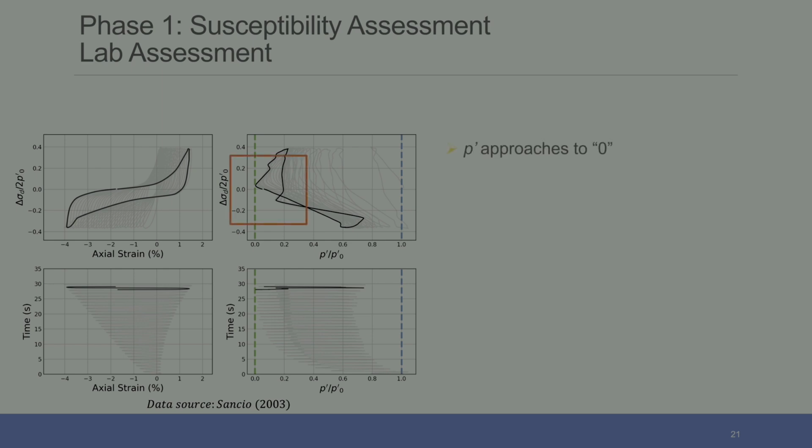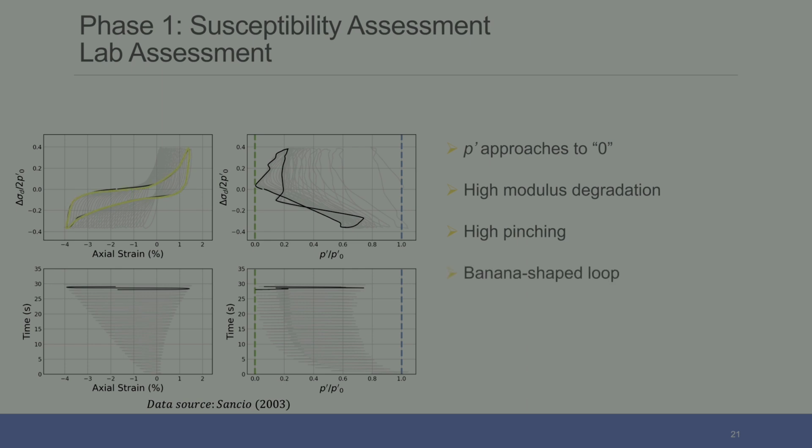The first thing to notice is p prime approaches 0. There is a high modulus degradation that is observed. There is high pinching. It has a banana-shaped loop, where we use this terminology for sand-like behavior. There is a steady to rapid increase in strain accumulation.